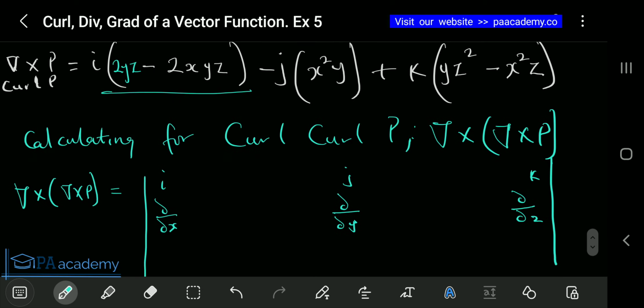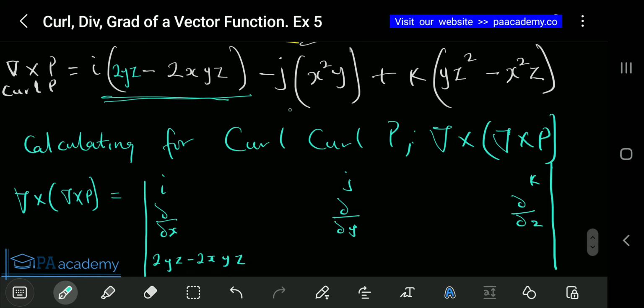Okay, now let's continue. So what we are having here on the i coordinates, we are going to write it out here. So 2yz minus 2xyz. And then on this column, it's going to be for that of j, which is x square y.